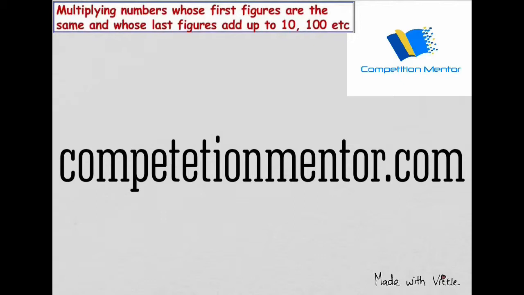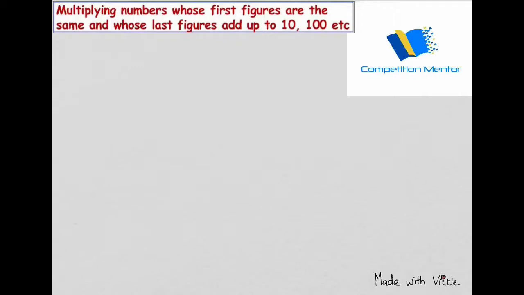So, multiplying numbers whose first figures are the same and whose last figures add up to 10, 100, etc. Unknowingly you know this. How? You don't need to memorize. By now you must be thinking, how many more speed techniques are there? This is useless, I could just spend my time doing approximations. But see this.